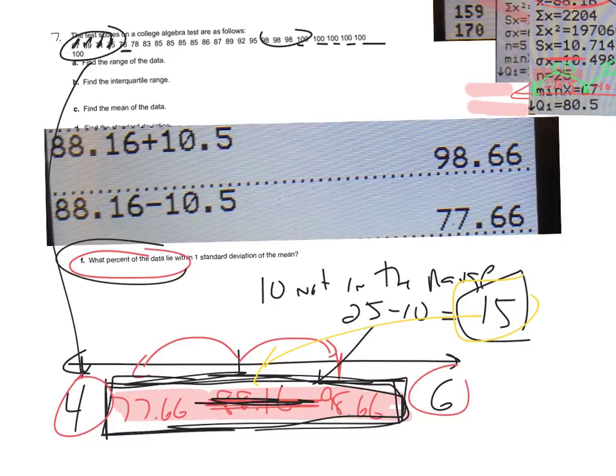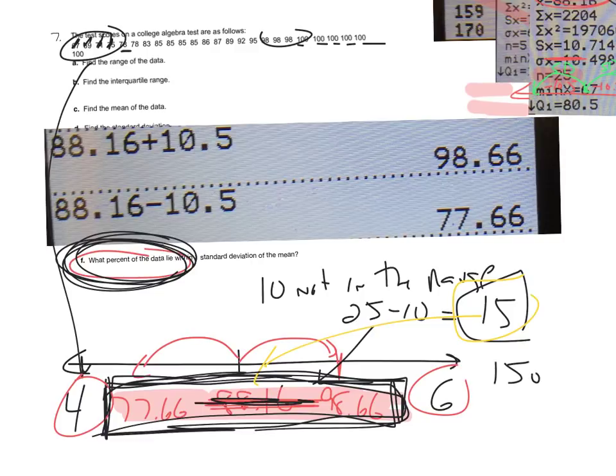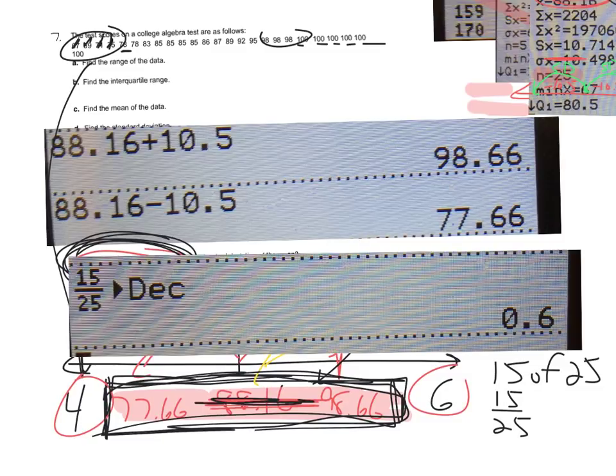But the question didn't say how many test scores are within one standard deviation. It said what percent of the data. So I know that 15 of the 25, or if I make that into a fraction on my calculator, 15 over 25, it looks like here, 0.6 or 60%. So here, 60% of the data lies within one standard deviation of the mean. So some questions will ask you how many, other questions will ask you what percent.